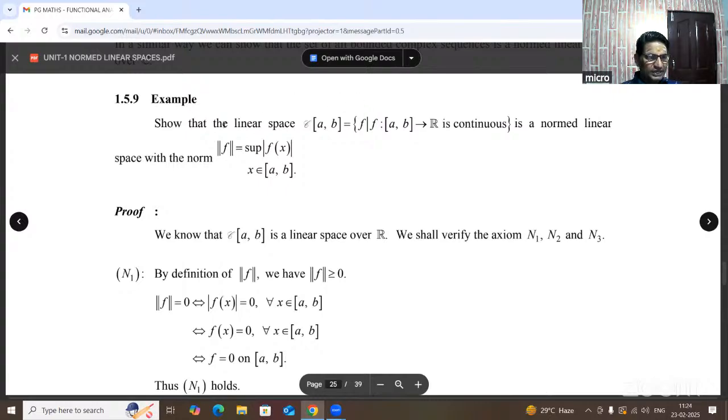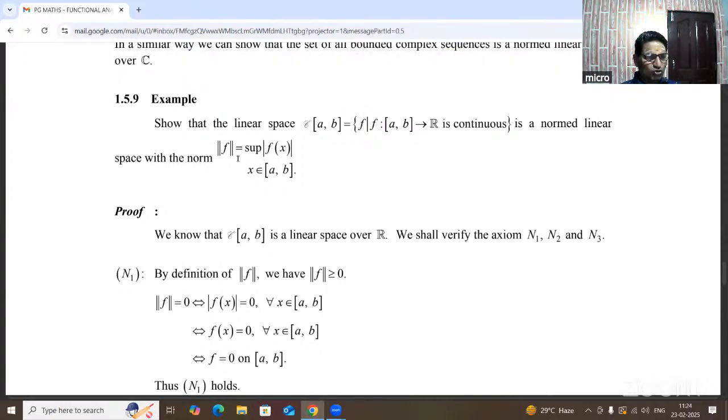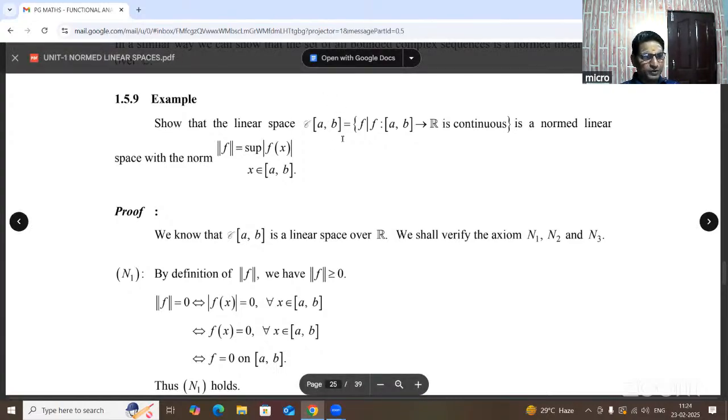Now, the given condition is the norm on the set of all bounded continuous functions. The linear space C of [a,b] is the set of all bounded continuous functions, represented as C[a,b]. The script C[a,b] refers to the set of all real bounded continuous functions on the closed interval [a,b], and this is also a linear space.